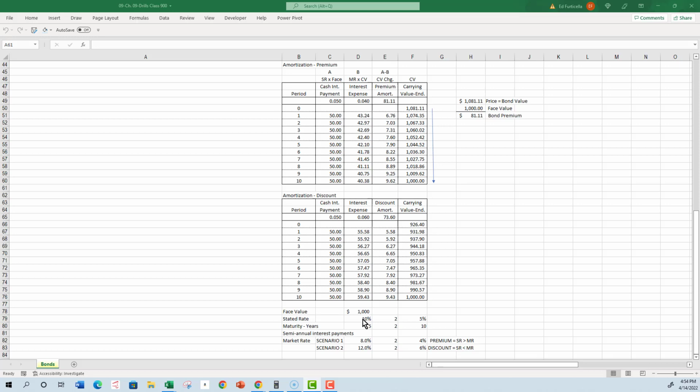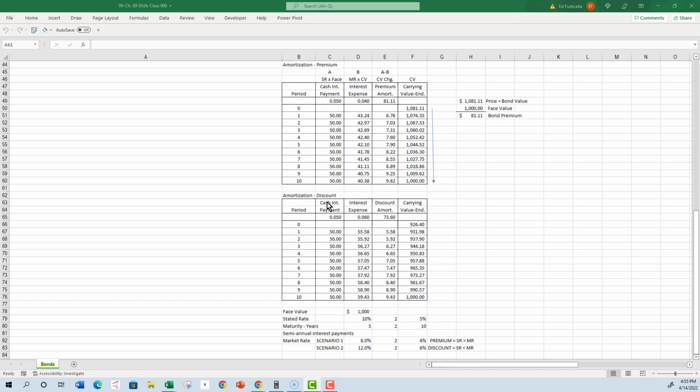In our second scenario, the market rate is at 12%, while our stated rate is 10%. Since our stated rate is less than the market rate, we will get less for our bond. The bond will be sold at a discount. So we will receive $926.40 for a $1,000 bond. So let's take the information we have and show you how we can determine the interest expense, the change in carrying value, and the carrying value ending balance for both a premium and a discount bond.